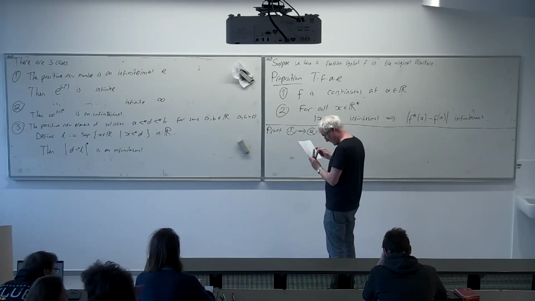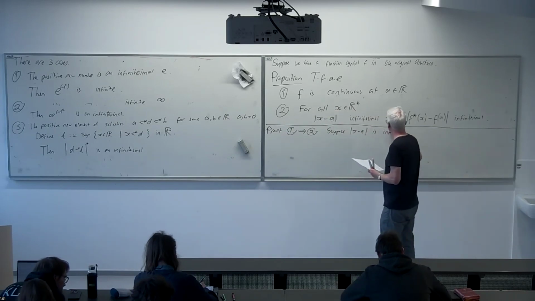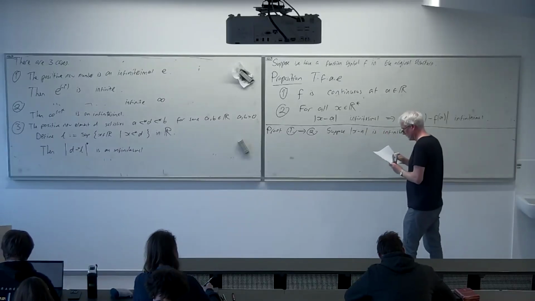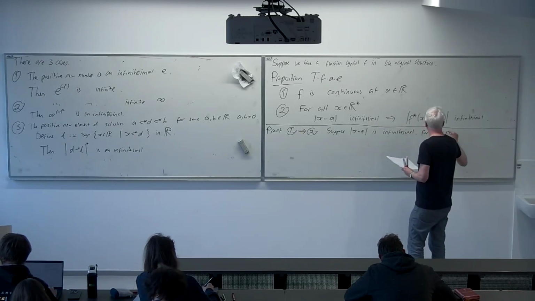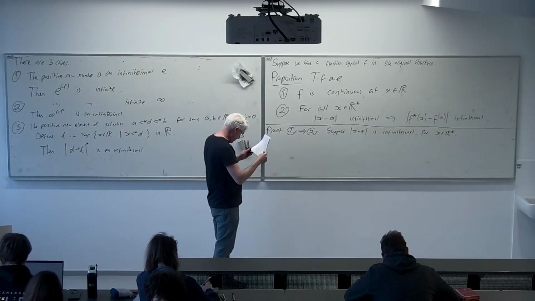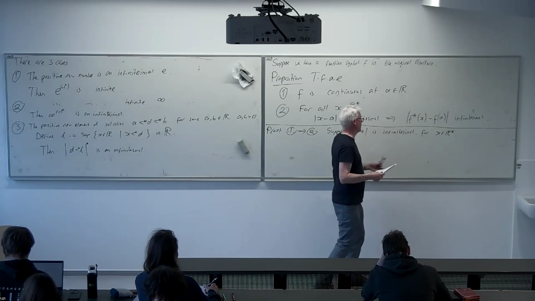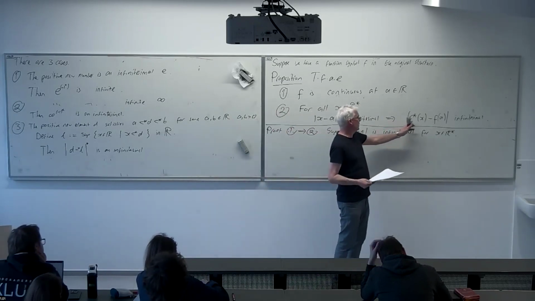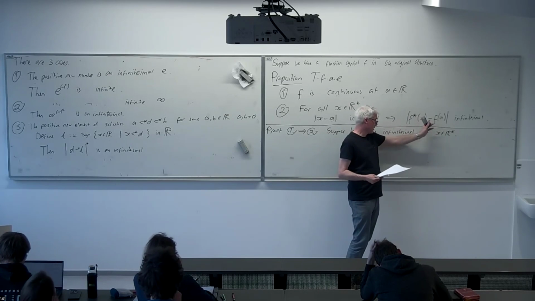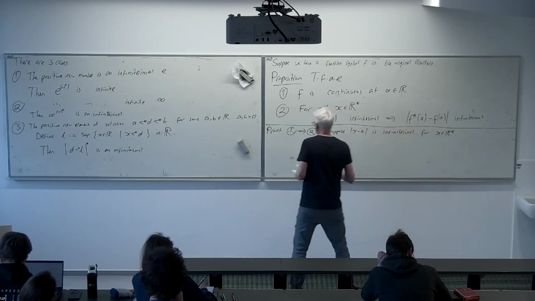So suppose f is continuous, and suppose x minus a is infinitesimal for some extended real x star. And now we want to show that this is infinitesimal. So to prove it's infinitesimal, we need to show it's positive. But that's obvious because it's got an absolute value. So we need to show it's less than every positive real.